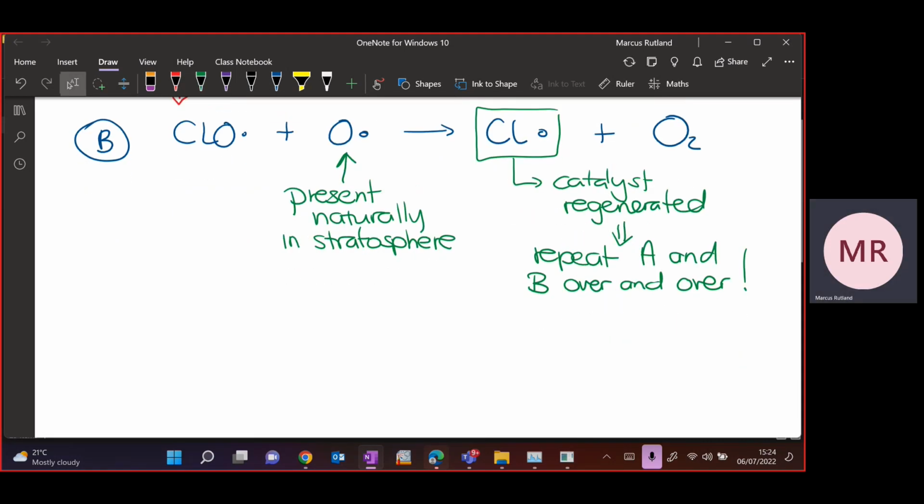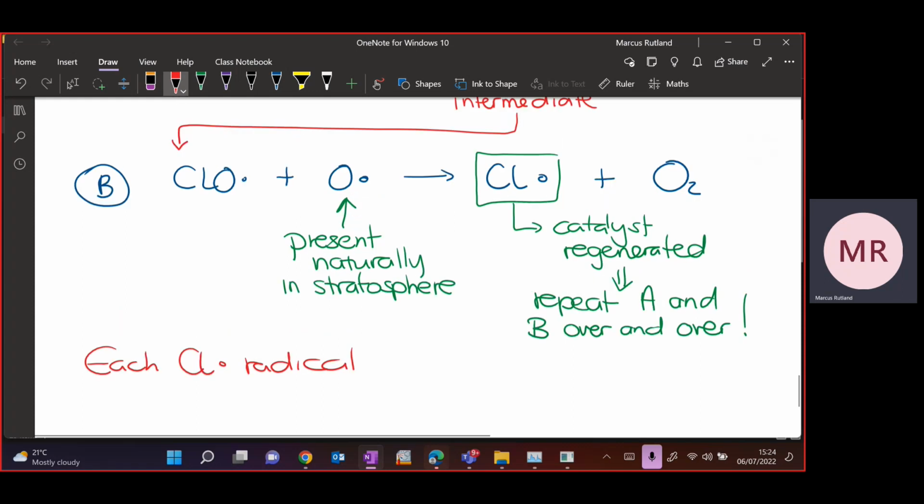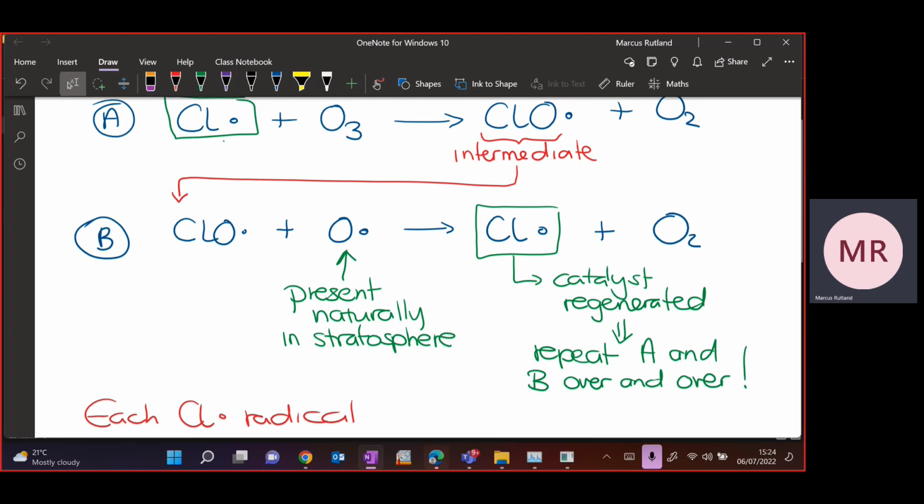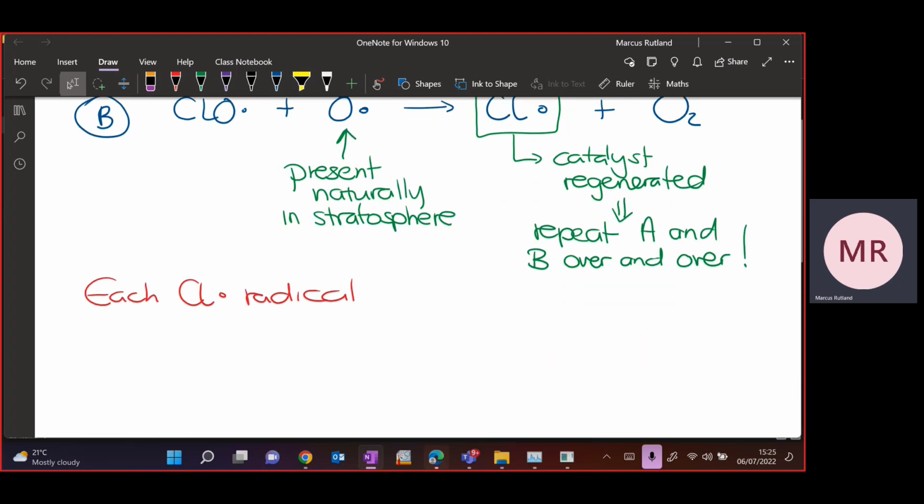So the bad news is that just one chlorine radical can destroy about 100,000 ozone molecules before something comes along and terminates it. Now, you don't need to remember that exact number, but you need to have this general sense in your head. It's not just one chlorine radical destroys one ozone, it's acting as a catalyst. It gets used up, sure, but then it gets regenerated, the chlorine radical.